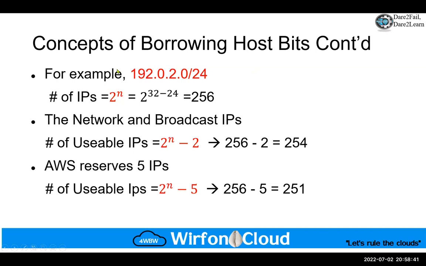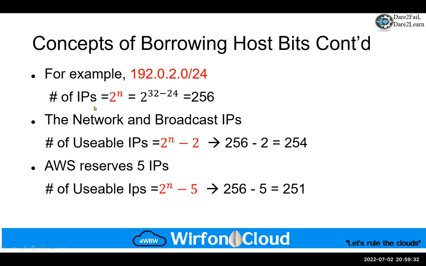Okay, so looking at the example of an IP address 192.0.2.0/24, we can find the number of IP addresses. If we take the prefix 24, we have 2 raised to the 32 minus 24. So 32 minus 24 gives us the number of available bits, which is 8. And 2 raised to the power 8 gives us 256. So we have 256 IP addresses. Those are the number of IP addresses we can get from a /24.